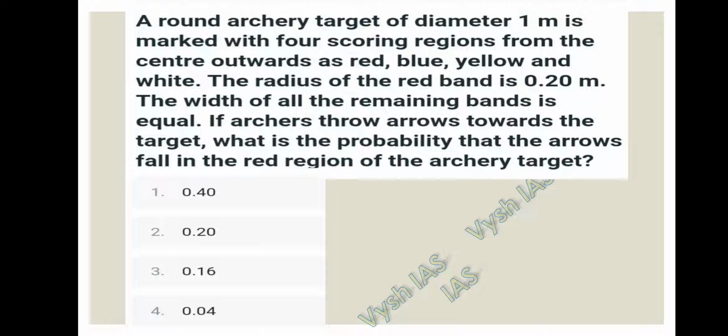Question number 5. A round archery target of diameter 1 meter is marked with 4 scoring regions from the center outwards as red, blue, yellow and white. The radius of the red band is 0.20. The width of the remaining bands is equal. If the archer throws arrows towards the target, what is the probability that arrows fall in the red region of the archery target? Okay, let's draw the diagram. They have said the round archery target consists of 1 red. Okay, next one is the blue. Okay, next one is the yellow.